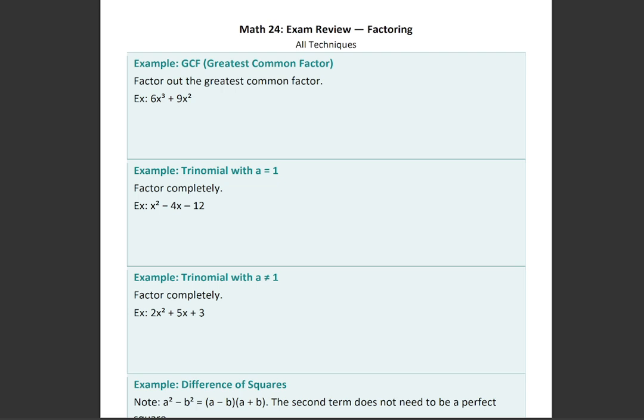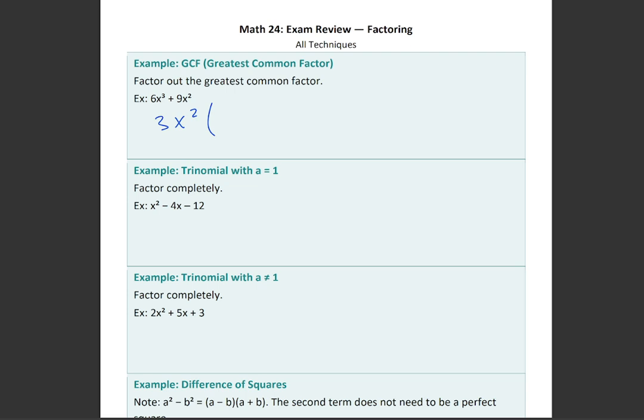6x cubed plus 9x squared, and we pull out their highest common factor. So between 6 and 9, the largest common factor there is going to be a 3. And then between x cubed and x squared, well, the largest factor that we can pull out there is an x squared. And so when we factor that to the front, we got to think about what we're left with.